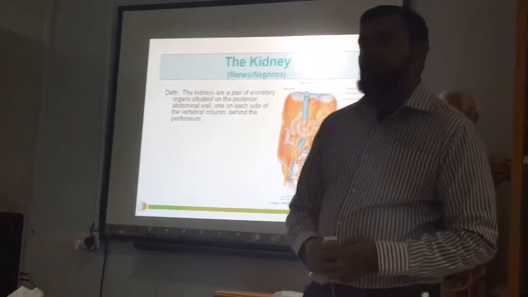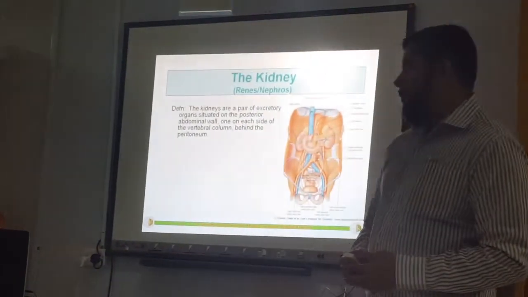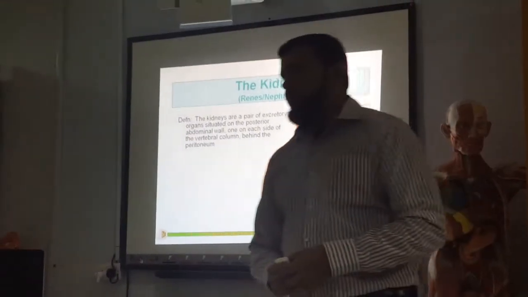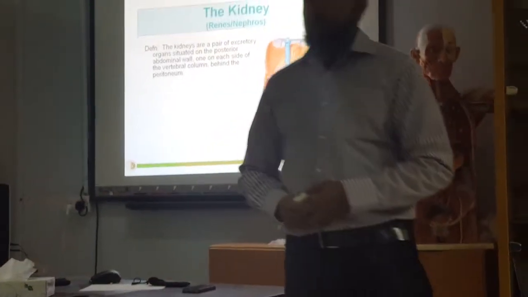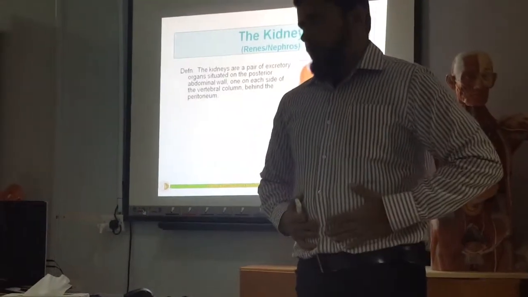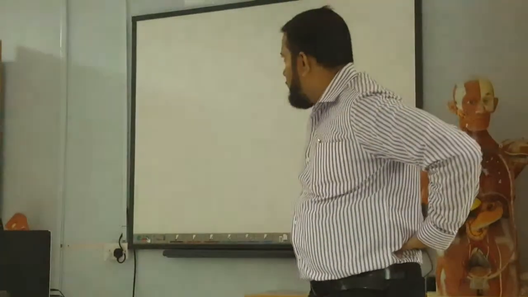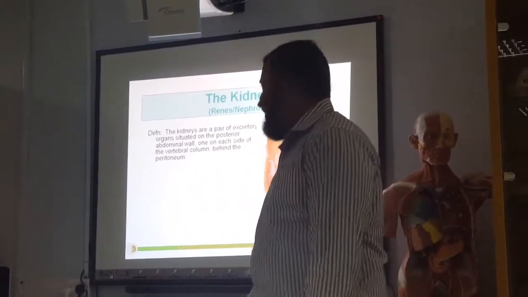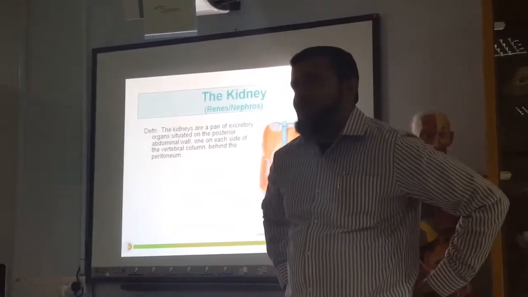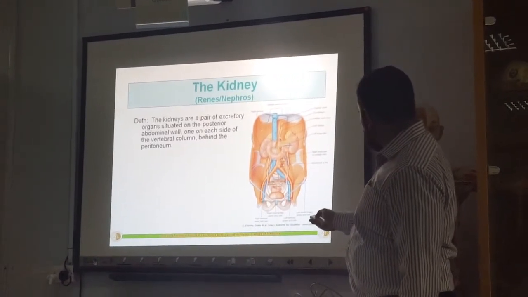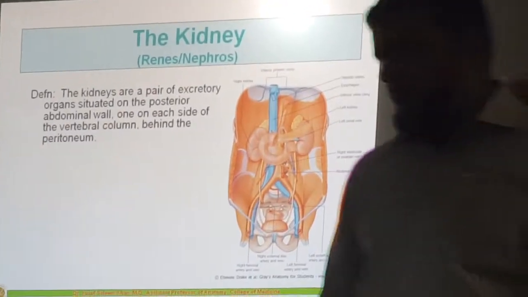So as you know, it is a pair of excretory organs in the body, and they are present on the posterior abdominal wall. What do you mean by the posterior abdominal wall? This is the anterior abdominal wall, and this is the posterior abdominal wall. What you are seeing here is the posterior abdominal wall, mainly the muscles.